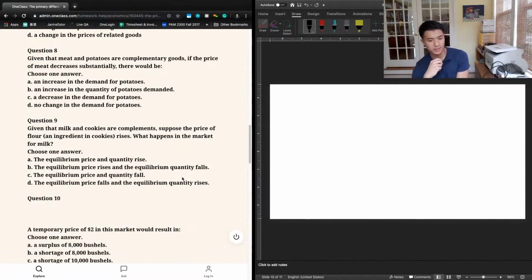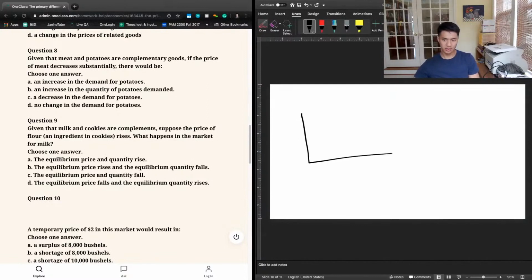A, an increase in the demand for potatoes, B, an increase in the quantity of potatoes demanded, C, a decrease in the demand for potatoes, or D, no change in the demand for potatoes. So if they're complementary goods, what it basically means is that these two goods are bought together, right? And so if the price of meat goes down, that must mean the quantity demanded of meat goes up, right? We can draw this out on a graph for clarity.